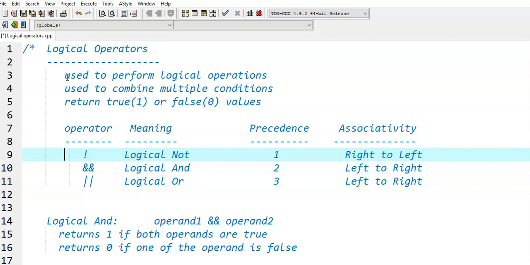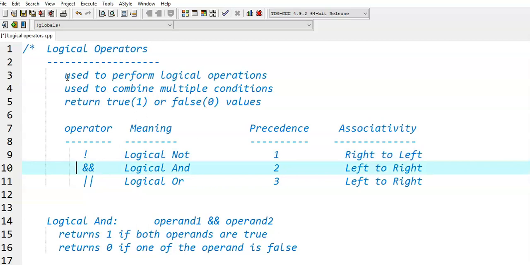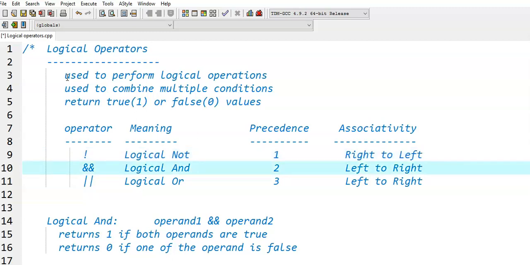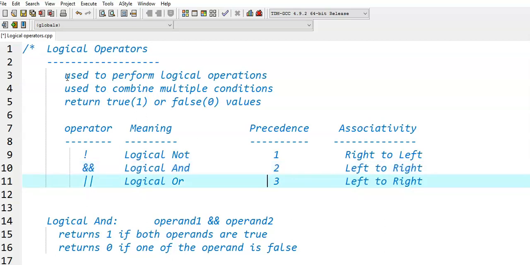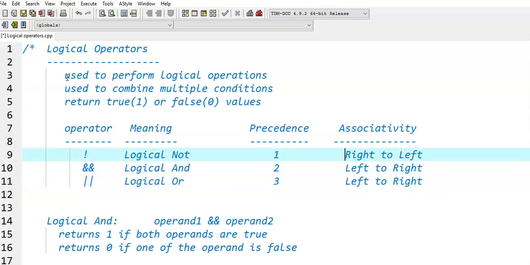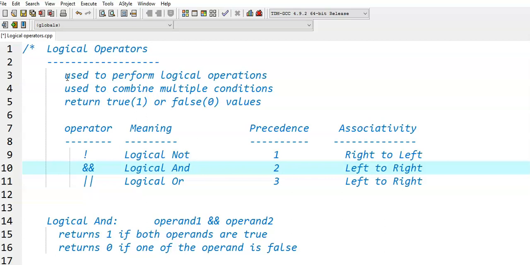So there are three types of logical operators in C language. First one, logical NOT. Second one, logical AND, and third one, logical OR. Out of these three logical operators, here is the precedence. Logical NOT is given the highest precedence over logical AND. Then the second one is logical AND, and third precedence goes to the logical OR operator. And their associativities are: logical NOT is a unary operator, so its associativity is from right to left, and the associativity for the remaining two logical operators is from left to right.